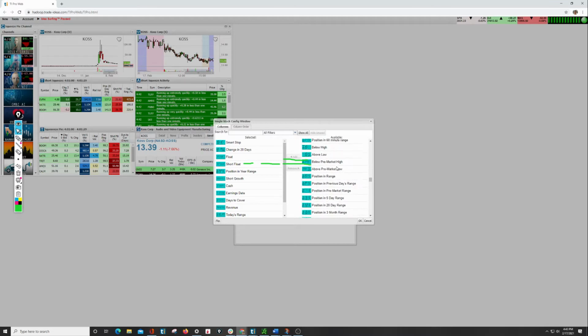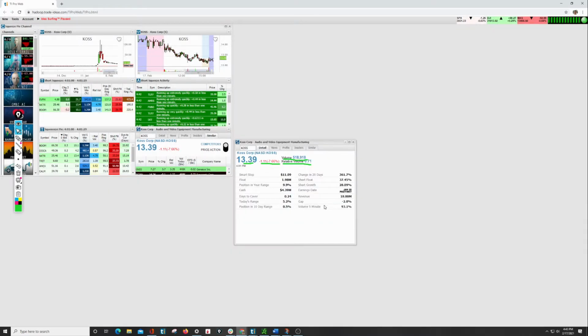Another one would be 5 minute volume. So if we were to type, we can search and we write five, and we see volume 5 minutes right there. So, just put that in, press OK, and there it is.